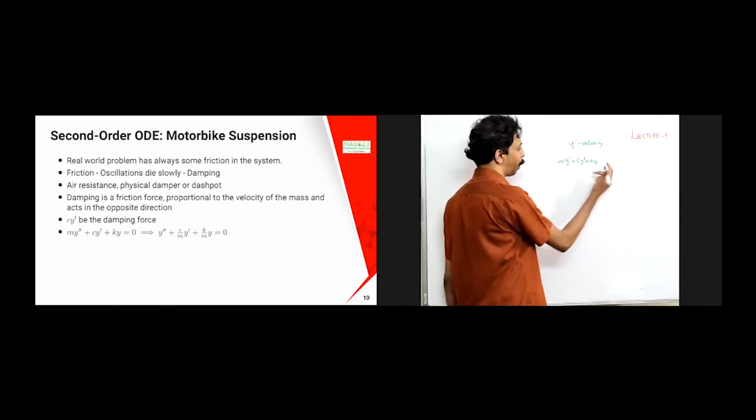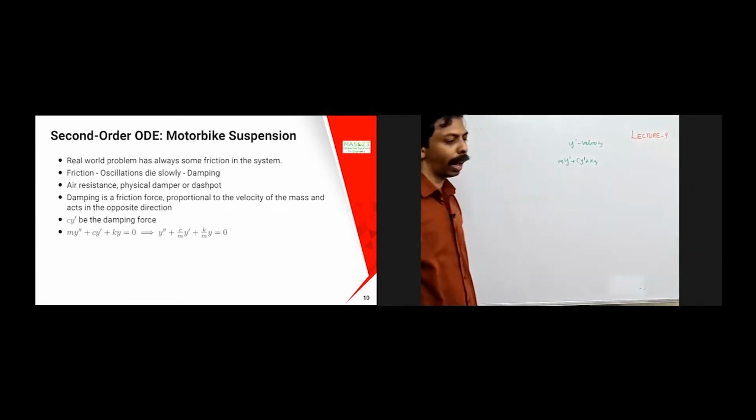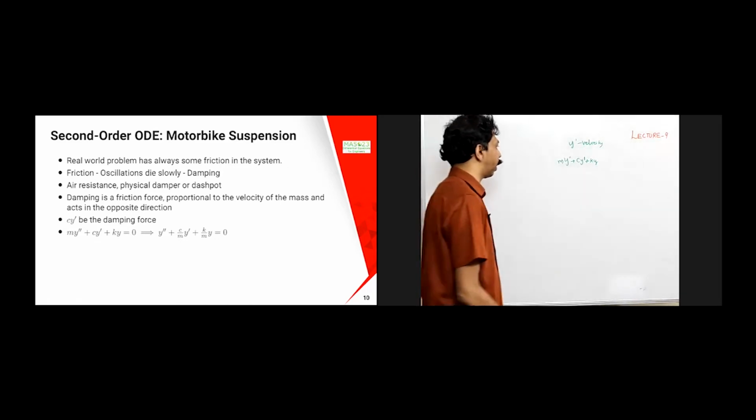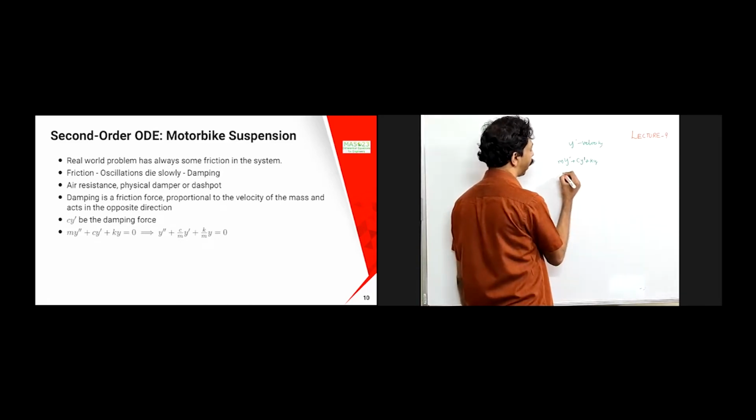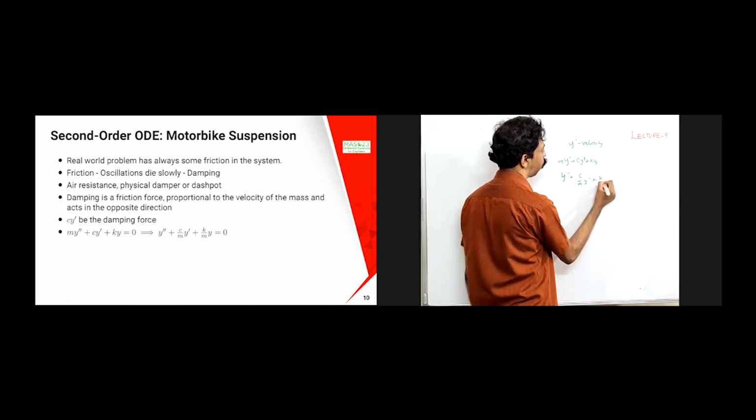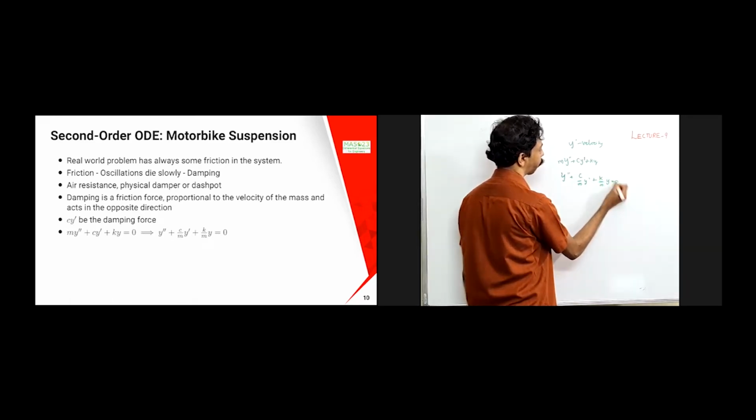So in that case, I'm going to have a friction, so we are going to get minus c y dash. I can bring it to the left hand side. So I can write that equation again as y double dash plus c by m y dash plus k by m y equal to 0.